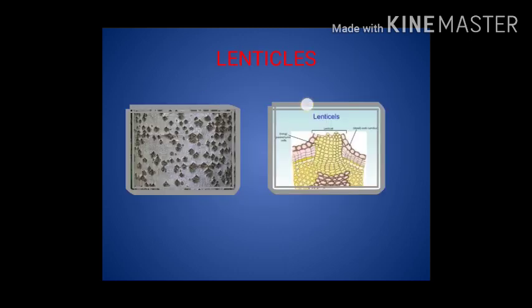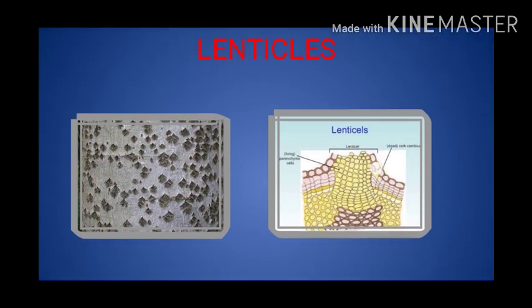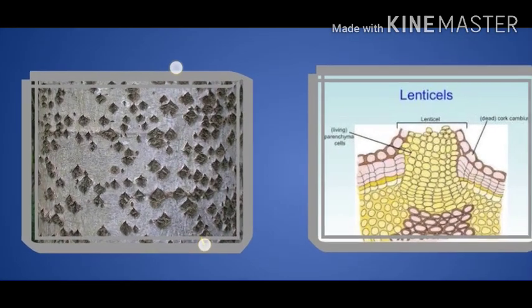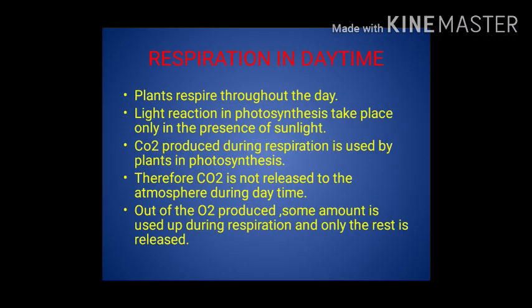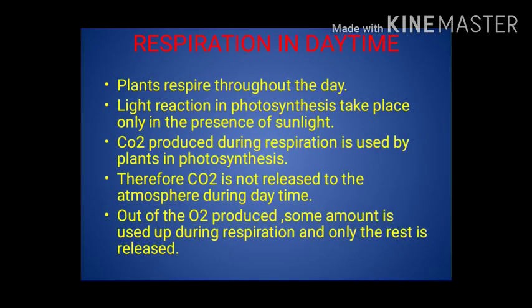Now in the next slide you can see the lenticels on the woody stem, and you also can see how it appears in this cross section of the stem. Now respiration in daytime. Plants respire throughout the day. Light reaction in photosynthesis takes place only in the presence of sunlight. Carbon dioxide produced during respiration is used by plants in photosynthesis. Therefore, carbon dioxide is not released to the atmosphere during daytime. Out of the oxygen produced, some amount is used up during respiration and only the rest is released.